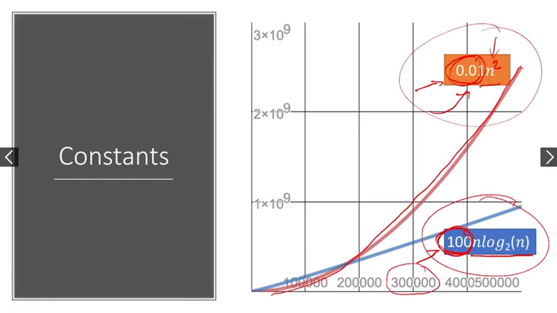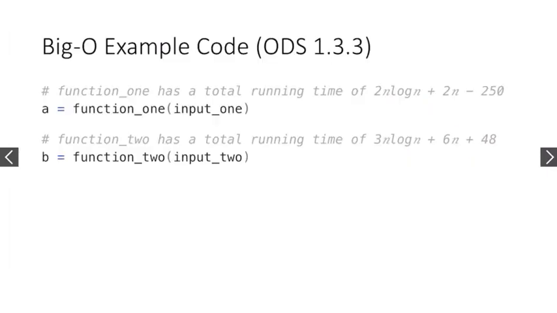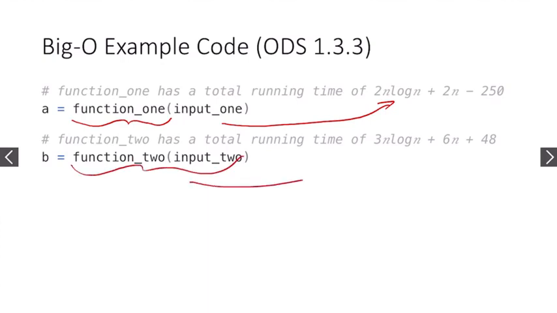That's what we mean about asymptotically. So let me give you a little bit more concrete example where we're looking at code. Take a look at this code and just add up the total number of operations. Function 1 here has a total running time that we computed by examining the code and computing it like we did for merge sort, and function 2 has a total running time of this.